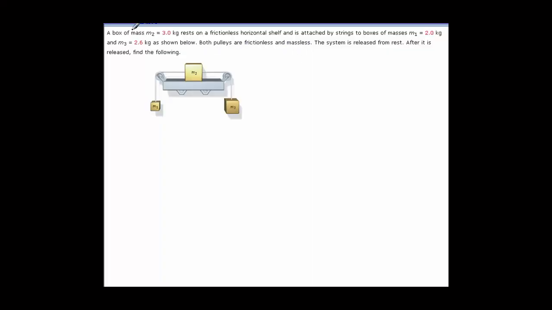Okay, in this problem I have a box of mass M2 of 3 kilograms. It rests on a frictionless horizontal shelf and is attached to strings. The mass M1 is 2, M3 is 2.6, and here we want to find what the acceleration is going to be, and what the tensions are going to be.